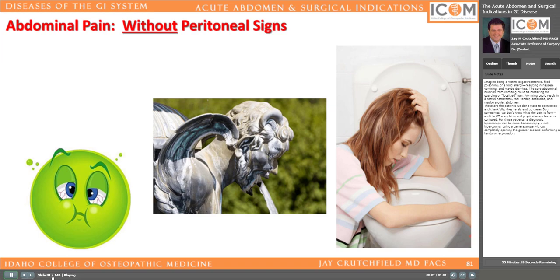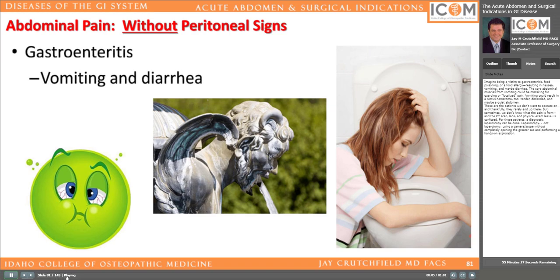Imagine being a victim of gastroenteritis or food poisoning or a food allergy that causes nausea, vomiting, and maybe some diarrhea. The sore abdominal muscles from vomiting could be mistaken for guarding or localized pain. Vomiting, in turn, could also result in a rectus sheath hematoma, tender, distended, and maybe with even a quiet abdomen. These are the patients that we don't want to operate on, and thankfully they rarely end up there.